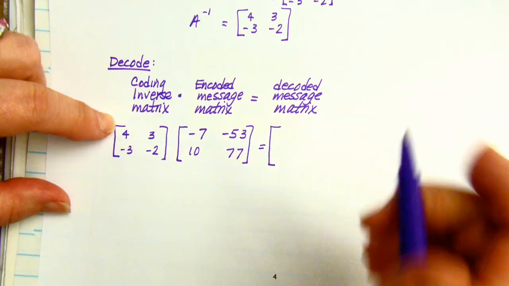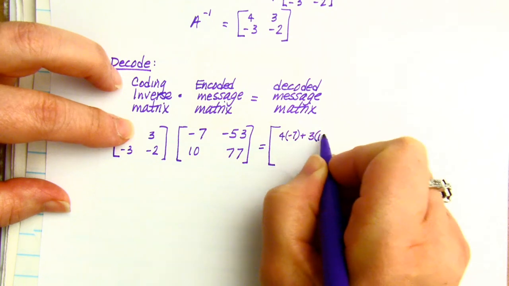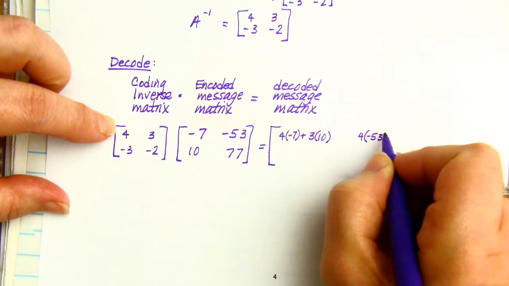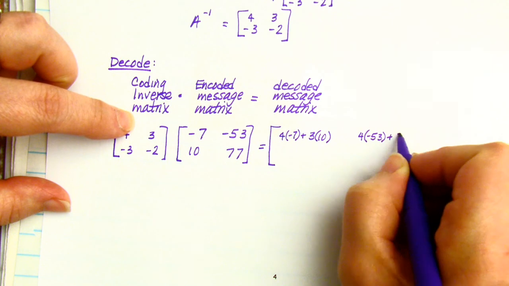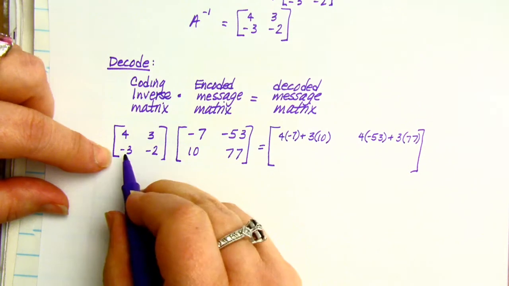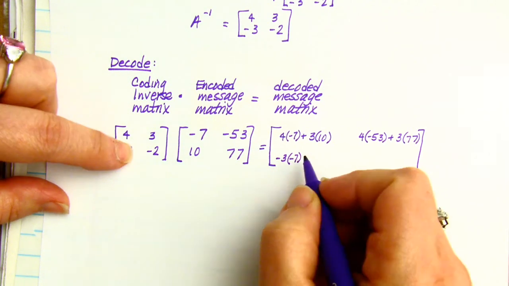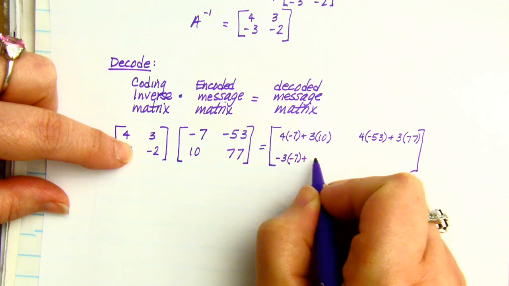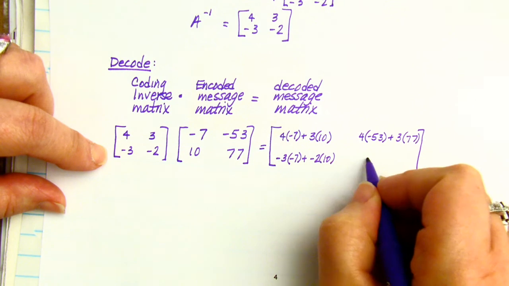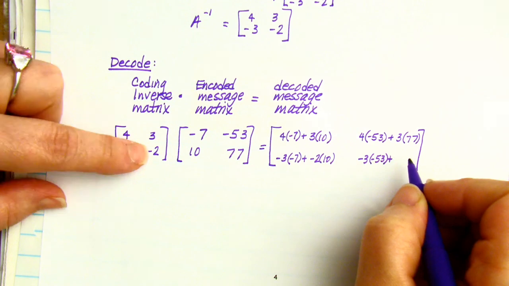This row with this column is 4 times -7 plus 3 times 10. This row with second column, 4 times -53 plus 3 times 77. Second row with first column, -3 times -7, and plus -2 times 10. And second row with second column, -3 times -53, plus -2 times 77.